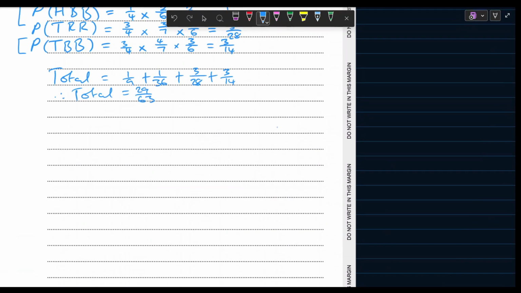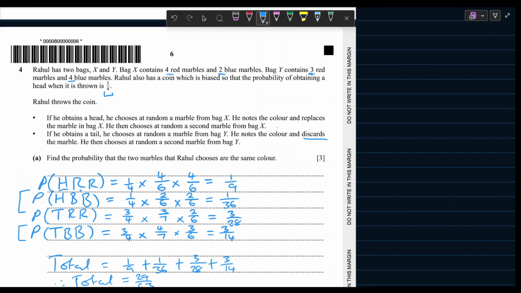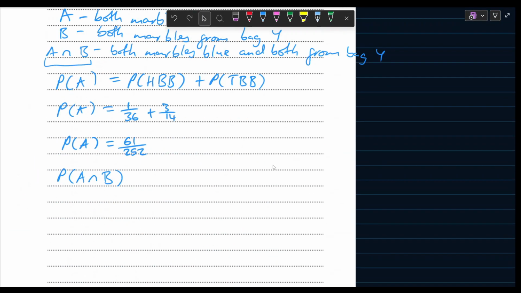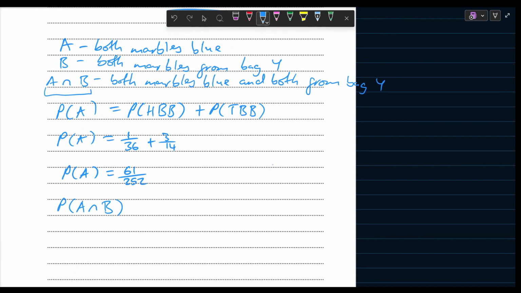So when do we pick bag Y? We pick bag Y if we get a tail. So it means that the intersection is just the probability of getting a tail and picking both blue marbles. Probability of getting a tail and getting both blue marbles. So that's going to be just 3 over 14.